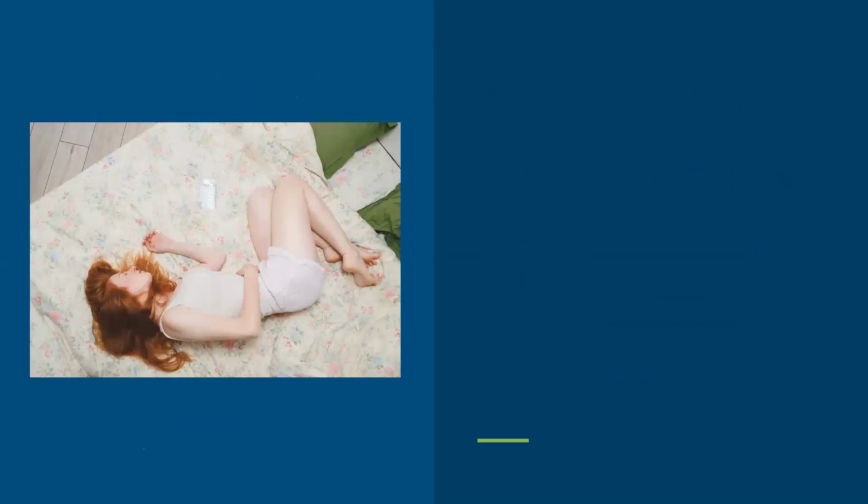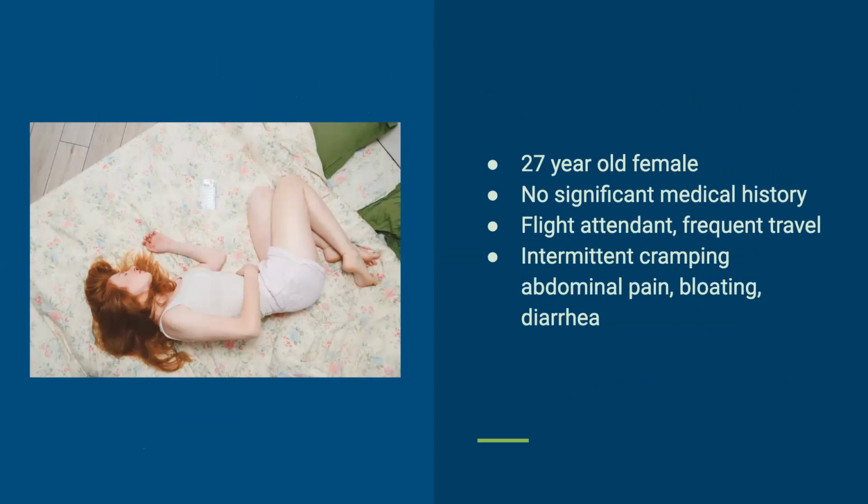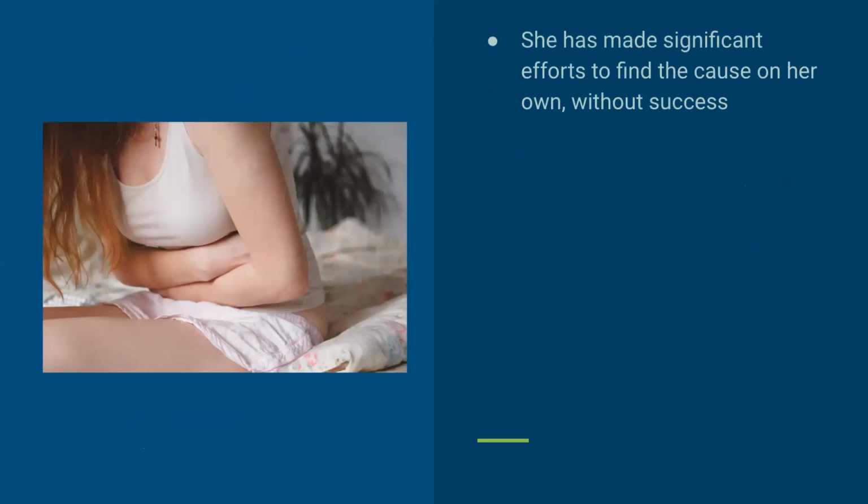All right, so let's look at a patient. This is obviously not a real patient picture. So we have a 27-year-old female with no diagnosed medical history. She's a flight attendant and she travels frequently. She intermittently has cramping, abdominal pain, bloating, and diarrhea. She's made significant efforts to find the cause on her own, but without success. She's done the usual elimination diet. She's done gluten-free. She's done dairy-free. She's done a bunch of different things that she read about, FODMAPs and all those trendy diets, and nothing has really helped.